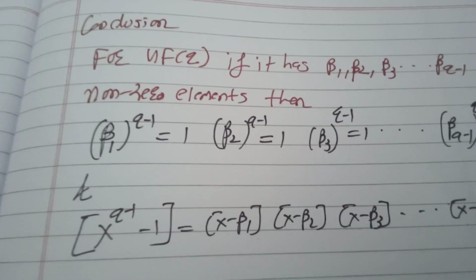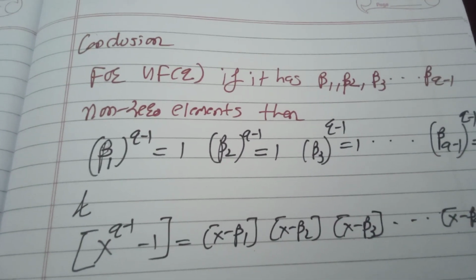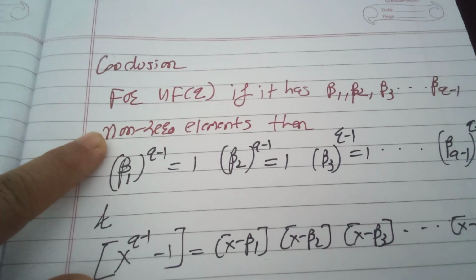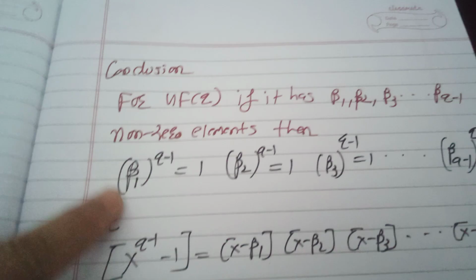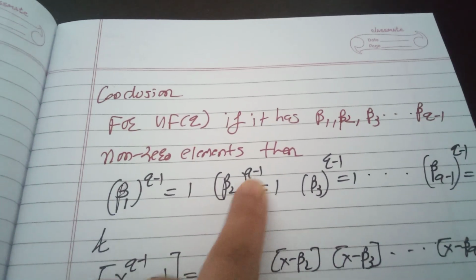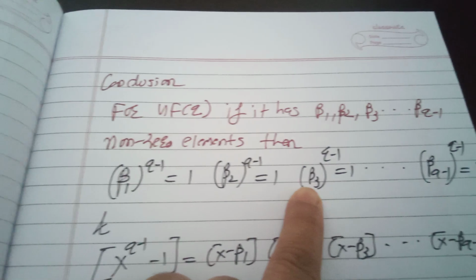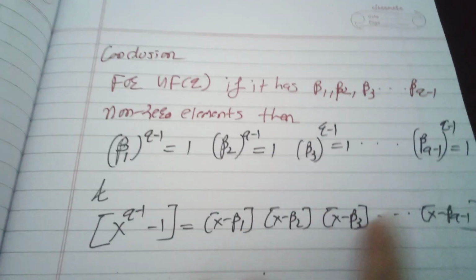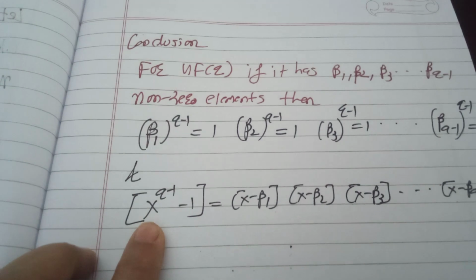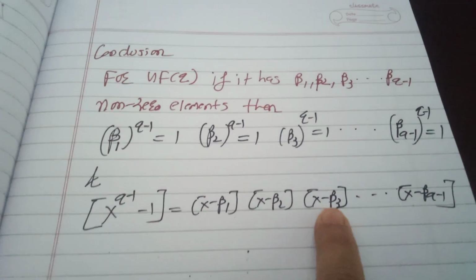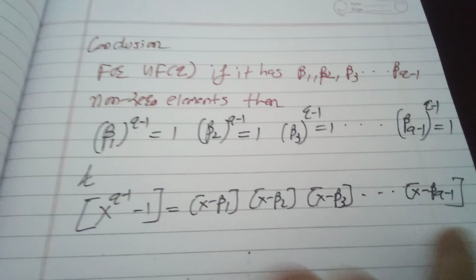So the conclusion is that for GF(q), if it has non-zero elements beta 1, beta 2, beta 3, up to beta q minus 1, then beta 1 raised to q minus 1 is equal to 1, beta 2 raised to q minus 1 is equal to 1, beta 3 raised to q minus 1 is equal to 1, and beta q minus 1 raised to q minus 1 is equal to 1, and x raised to q minus 1 minus 1 is equal to (x minus beta 1)(x minus beta 2)(x minus beta 3) up to (x minus beta q minus 1).